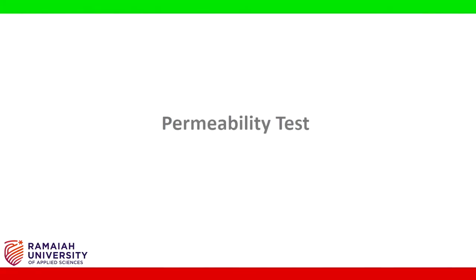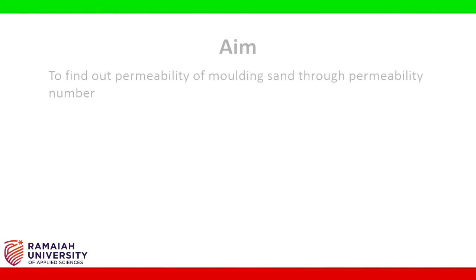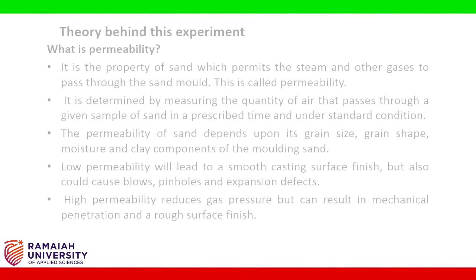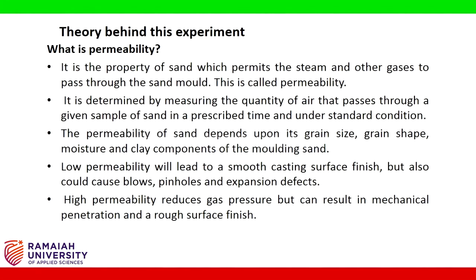Hi students, let us discuss the permeability of molding sand through permeability number. Theory behind this experiment. What is permeability? It is the property of sand which permits the steam and other gases to pass through the sand mold. This is called permeability. It is determined by measuring the quantity of air that passes through a given sample of sand in a prescribed time and under standard condition.